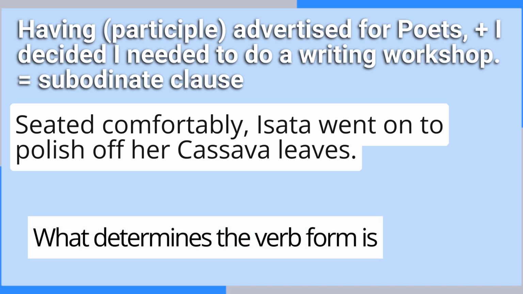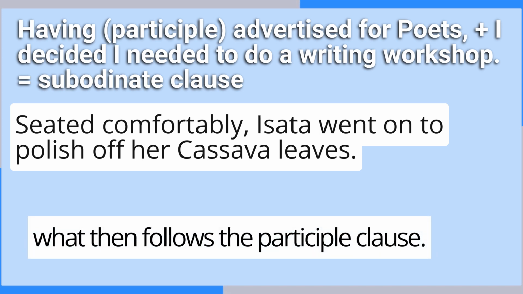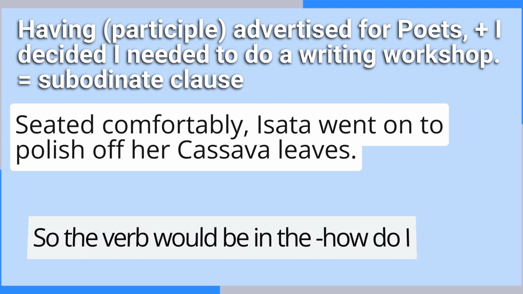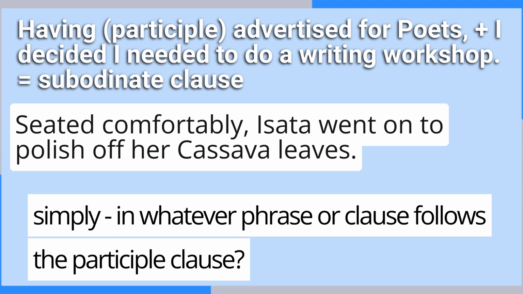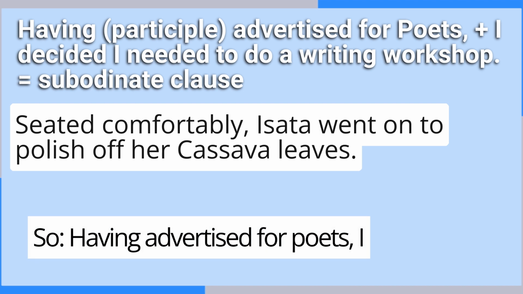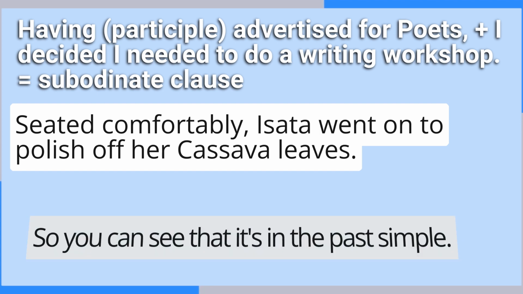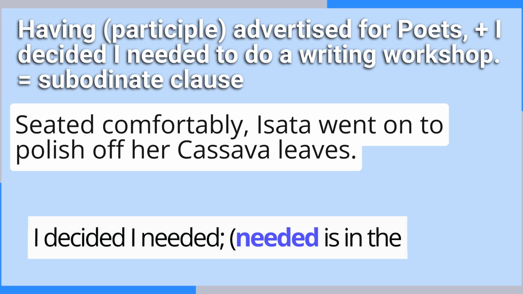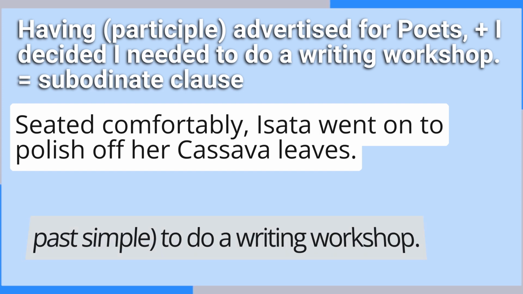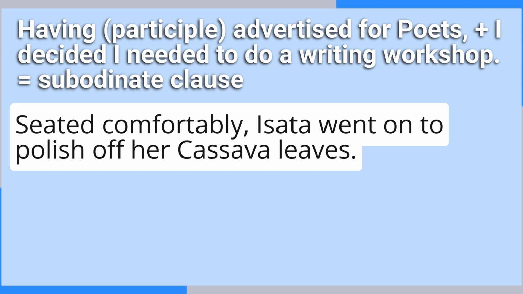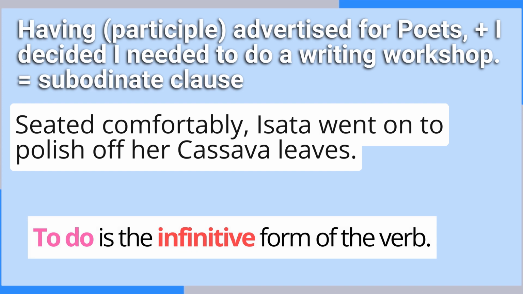What determines the verb form is what then follows the participle clause. So the verb would be in, how to explain this simply, whatever phrase or clause follows the participle clause. So having advertised for parts, I decided. I've underlined decided there so you can see that it's in the past simple. I decided I needed. Needed is in the past simple, to do a writing workshop. To do is the infinitive form of the verb.